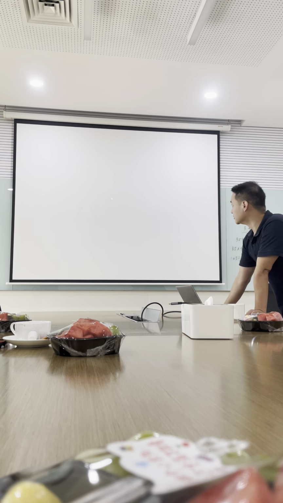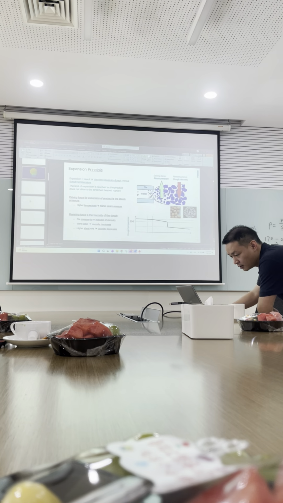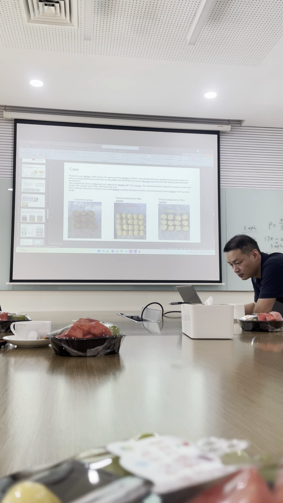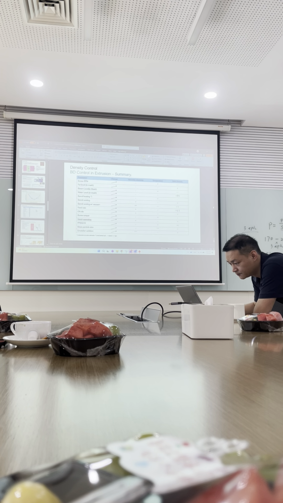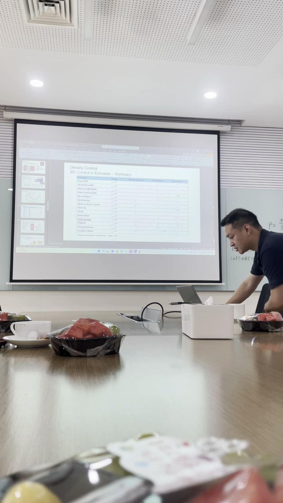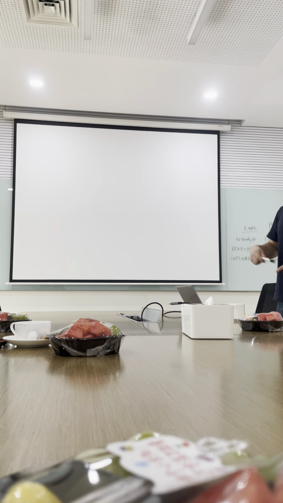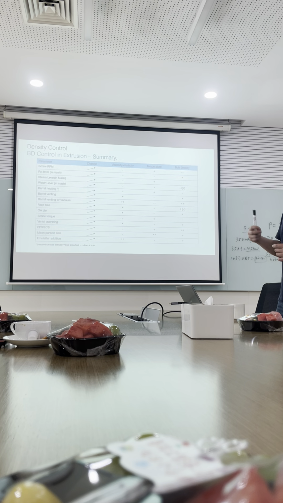This is very important, and I have a table at the end, I think. Thank you. You can see this is for density control and how to utilize all the points mentioned before.